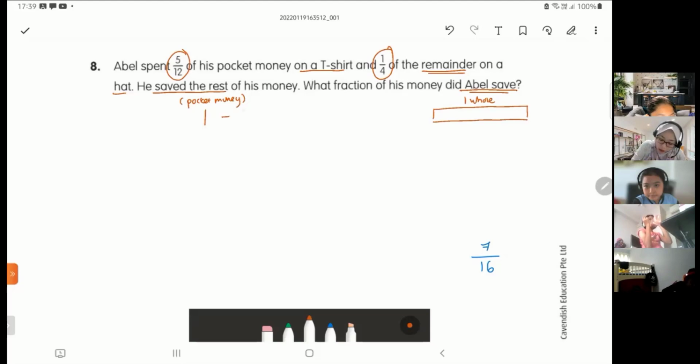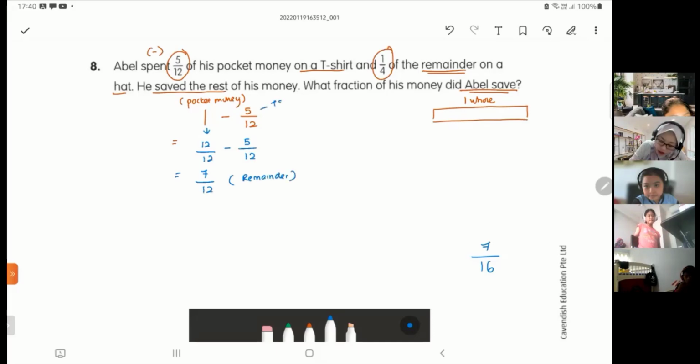So one whole, take away 5 over 12. Why do I minus? Because he spent. Spend is minus. This will tell me what I have left, my remainder, after I buy my t-shirt. Can I minus just like that? 1 minus 5 over 12, and then you just say 4 over 12. Some of you will do that, surprisingly, but it's not. For this case, this one whole is actually 12 out of 12. Take away 5 out of 12 equals 7 out of 12. This is my remainder after I spend on the t-shirt.